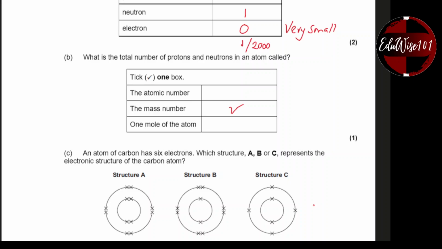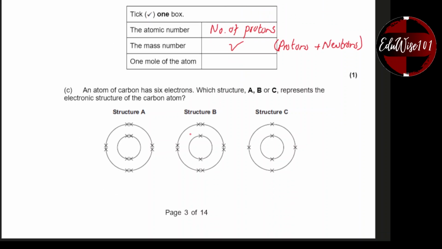Sorry, not the atomic number, the mass number. The atomic number is actually the number of protons. The mass number is the protons plus the neutrons. Now, 1 mole of an atom, you haven't actually learned about moles here, so I'll leave that.